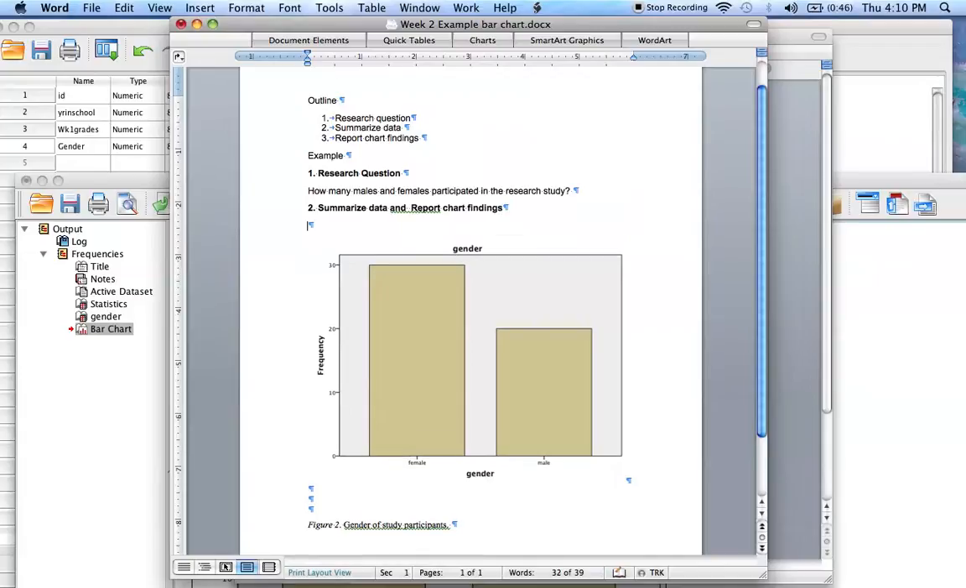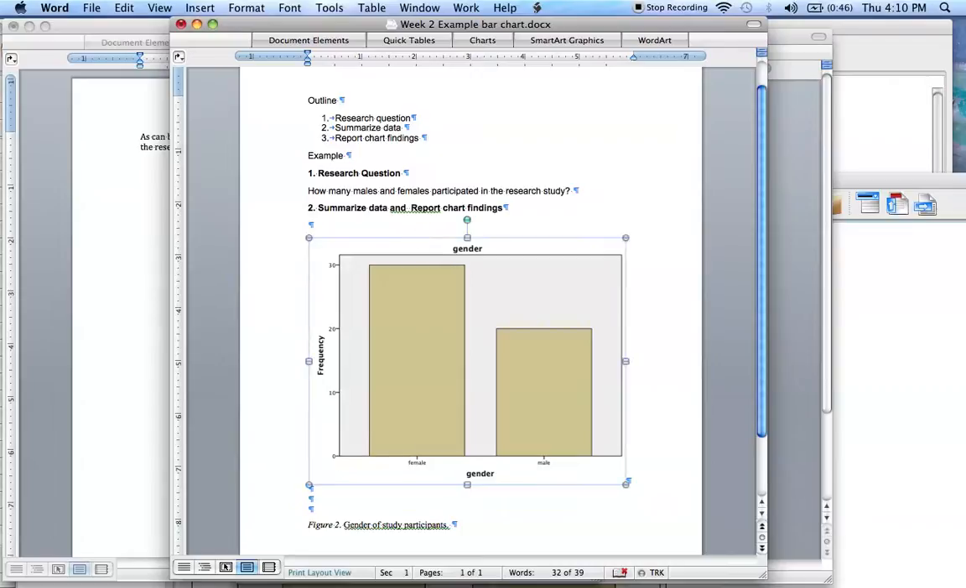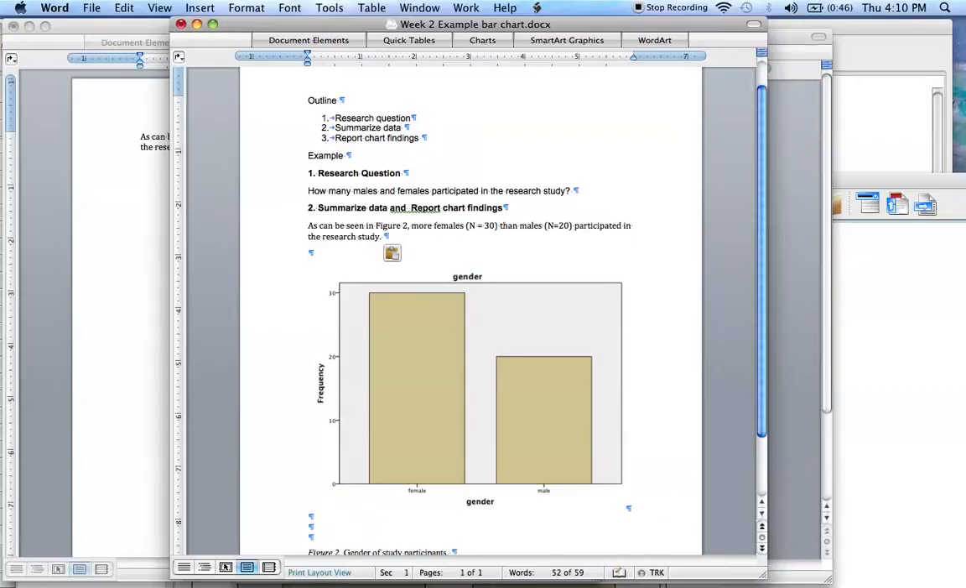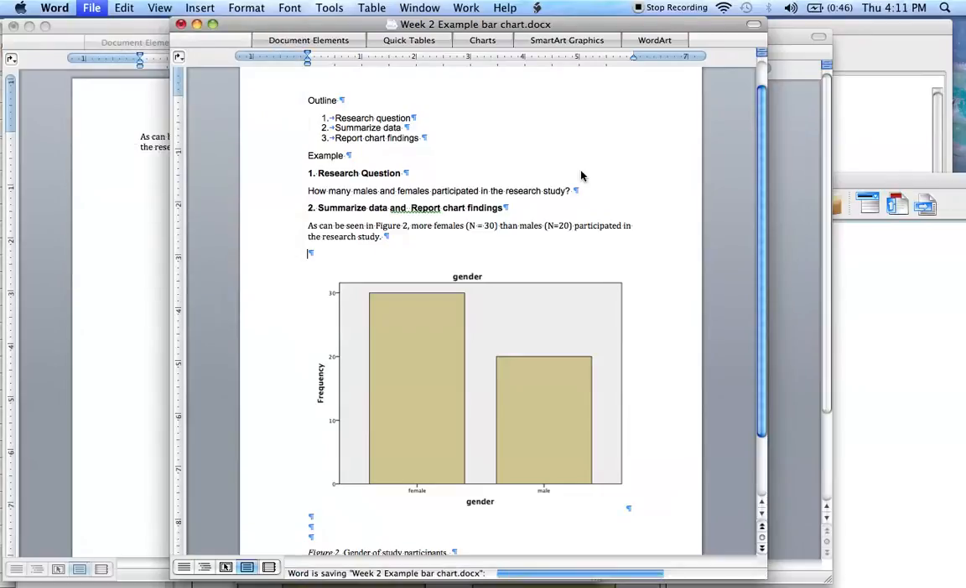So here's what we're going to say. As can be seen in Figure 2, more females (n = 30) than males (n = 20) participated in the research study. Okay, so we're going to include that here. And then you can just save your file and attach it to the discussion area.